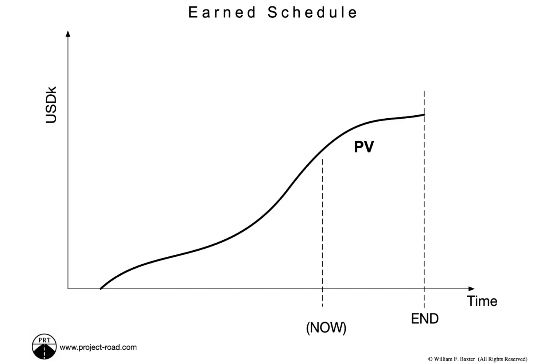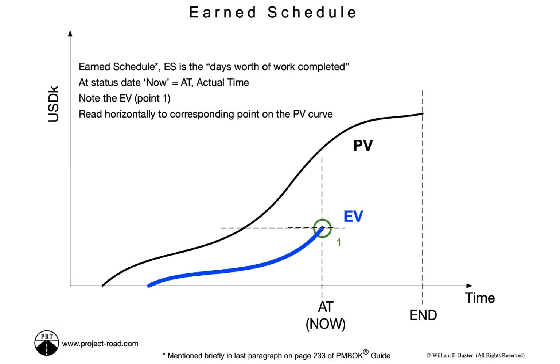Earn schedule is something you'll see mentioned briefly in the PMBOK guide at page 233 as an emerging trend. What is earn schedule? Well, I'm going to show you here. If you look at this plan value curve, you see we have a pretty significant S-shaped curve for our project. And here we're seeing our earn value as behind schedule.